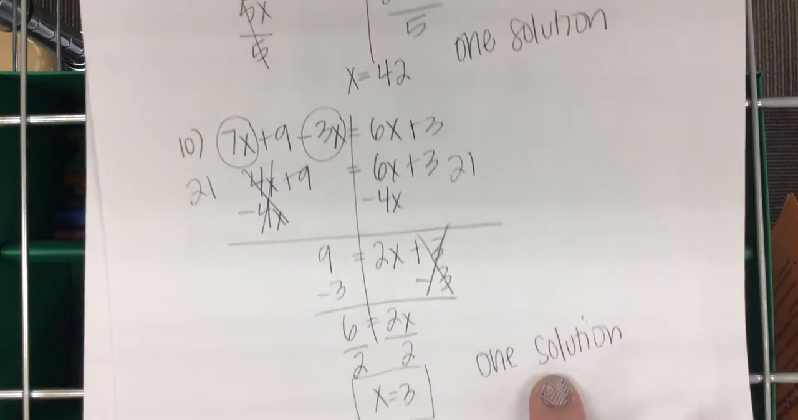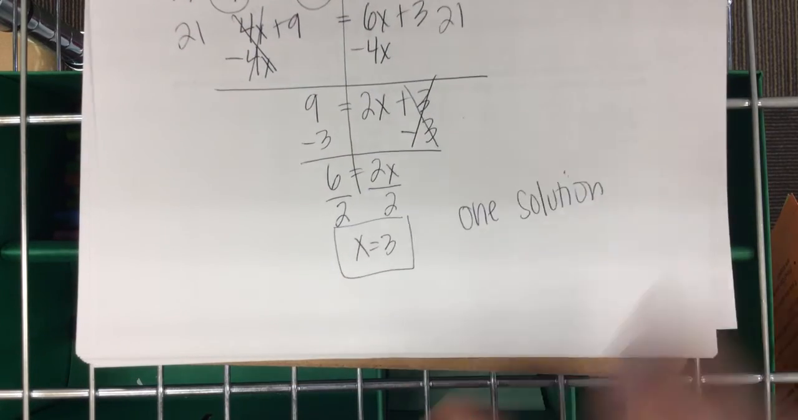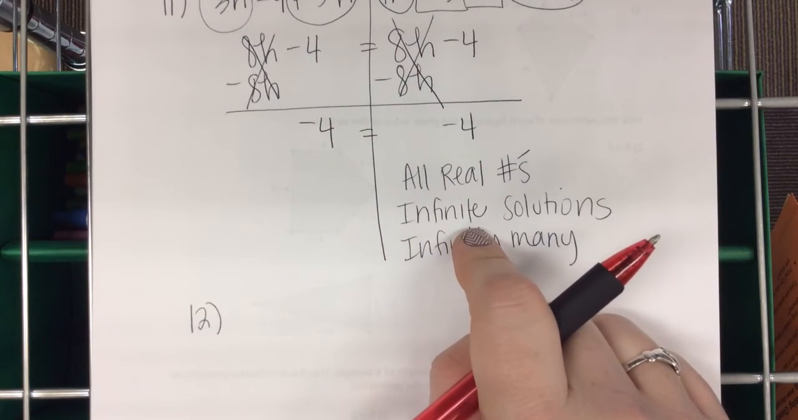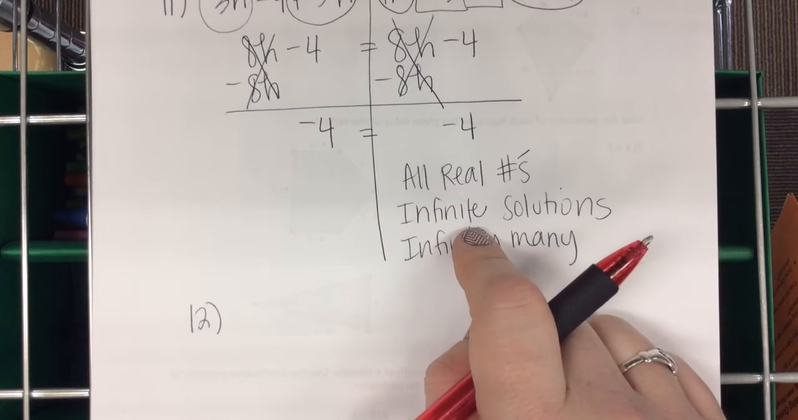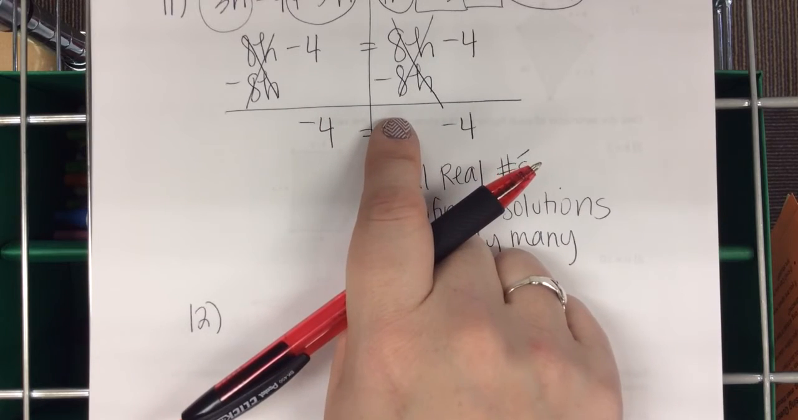This is one solution. There's one answer to that problem. The answer is 3. Here? No, your variables cancel out. Right? Your variables are the same. They cancel out when you do inverse operations.